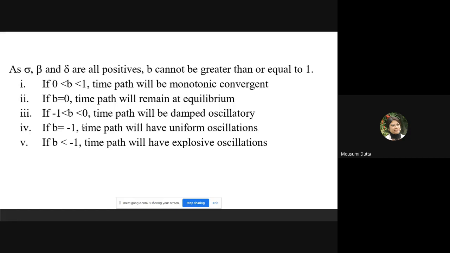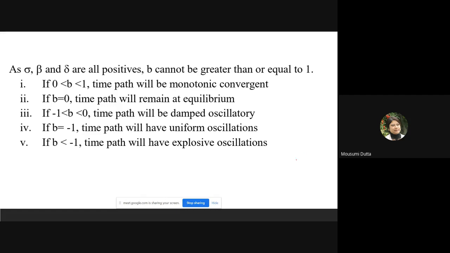Third possibility is B lies in between -1 and 0. In this case, B is negative. If B is negative, for the even power of t, you will get a positive value. However, for the odd power of t, you will get a negative value. So it will fluctuate around the equilibrium. It will go up and go down, go up and go down around the equilibrium. So you will get oscillatory time path.